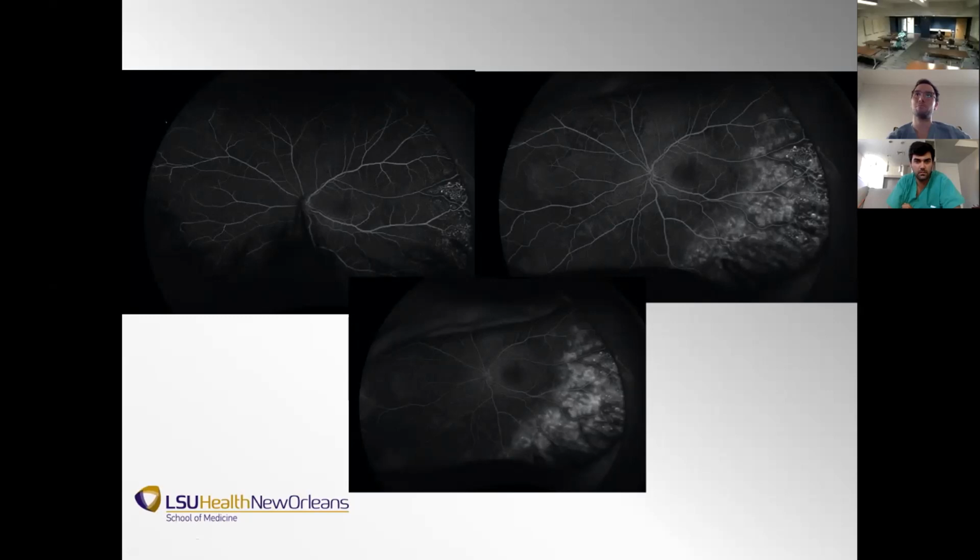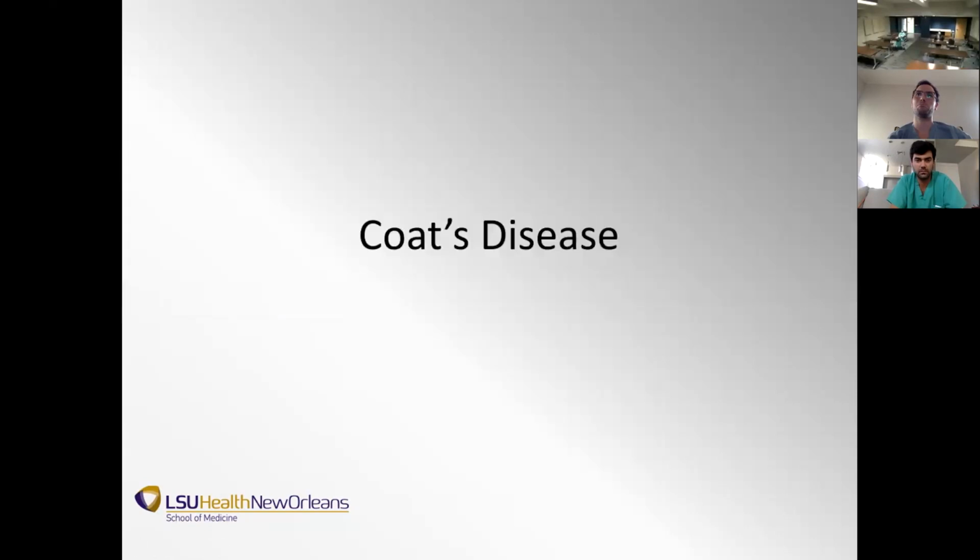And yeah, maybe some dropout, but that's largely what I see. The leakage is the most prominent thing. Yeah, good job. So you're right, they're in sequential order, and you can see there's leakage, like you said, dropout. You can see the aneurysms as well here temporally. So based on this and based on her clinical picture, we diagnosed the patient with Coats disease. So I'm going to talk a little bit about that.